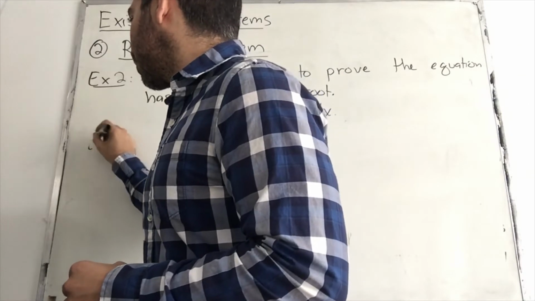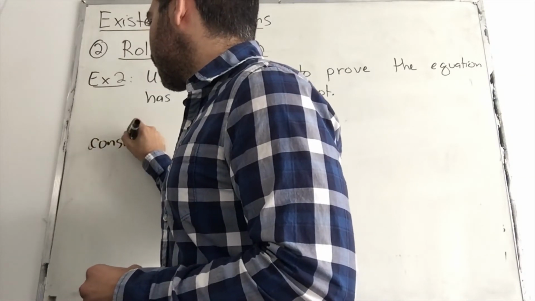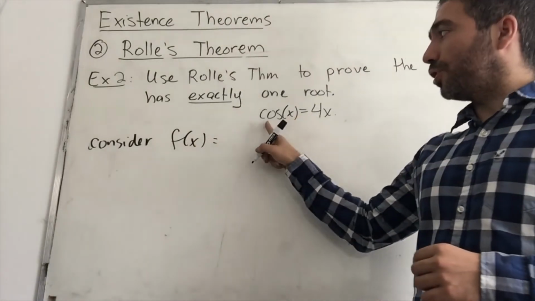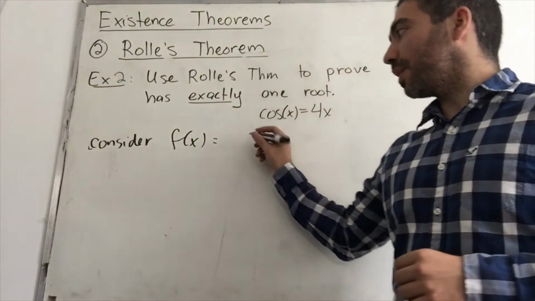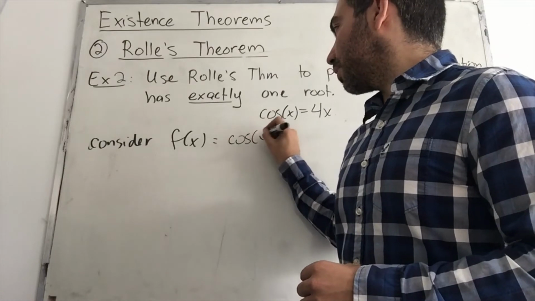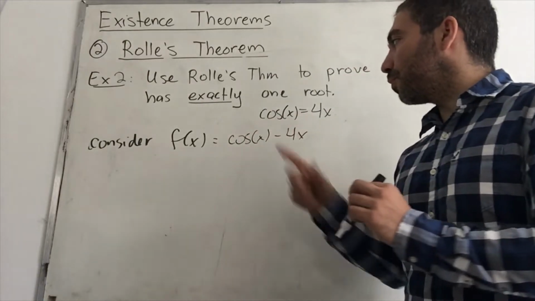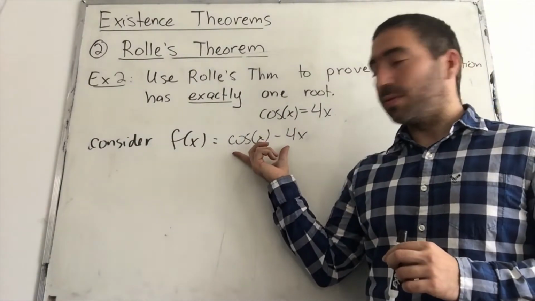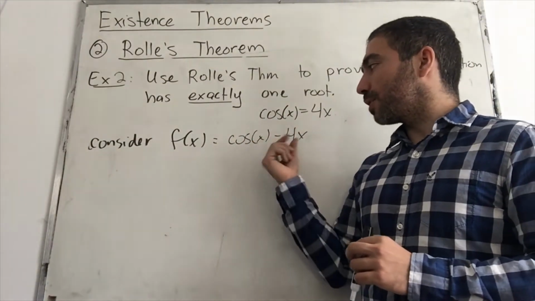So we consider the function f of x, which I'm just going to bring the 4x over to the left side. So we get cos of x minus 4x. Remember, we want to set this equation that's given equal to 0, and we consider its function equivalent. So the function we're dealing with is cos of x minus 4x.